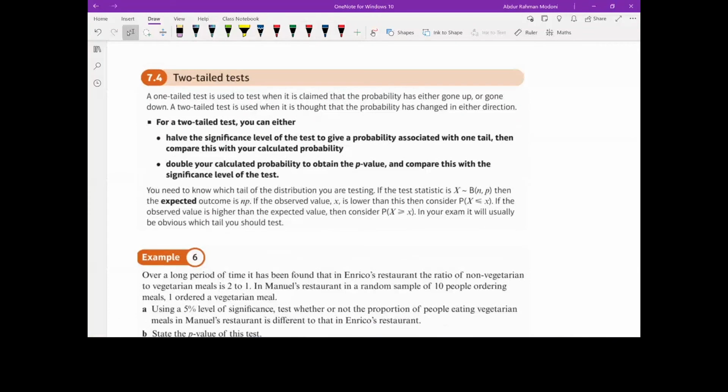A two-tail test is where you can have either less than or greater than the original probability for the null hypothesis. In such a case, we will be given a significance level, but what we do is halve the significance level and test on each tail, the lower tail as well as the upper tail, with half of the significance level. We can also double our calculated probability to obtain the p-value. Whatever we get for our probability, we double it to get the p-value and compare this with the significance level of the test.